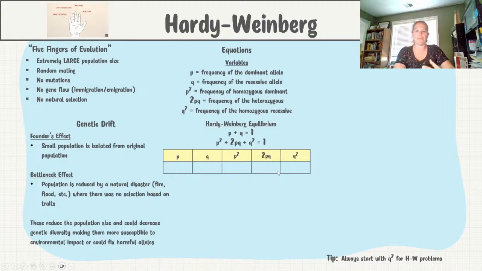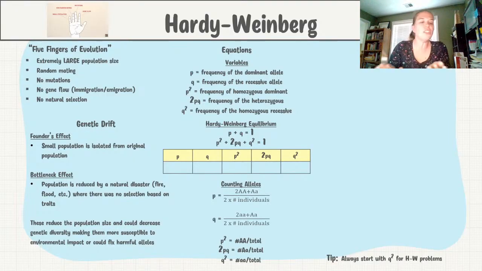Now here's the problem. Based on what you've been given in the question is how we're going to solve this. So I've given you the equilibrium. Equilibrium is an estimation. Now if I know for a fact how many of them are homozygous dominant, how many are heterozygous, and how many are homozygous recessive, then I'm instead going to count my alleles. This is not on the formula sheet. This equation we see right here, called counting alleles, is not on the formula sheet.